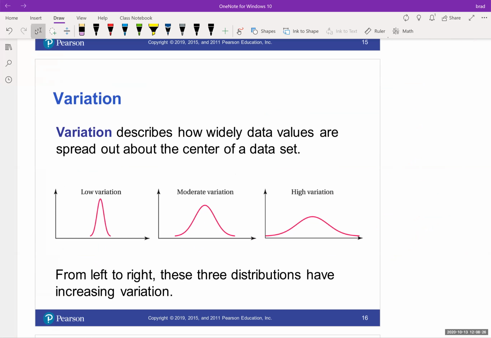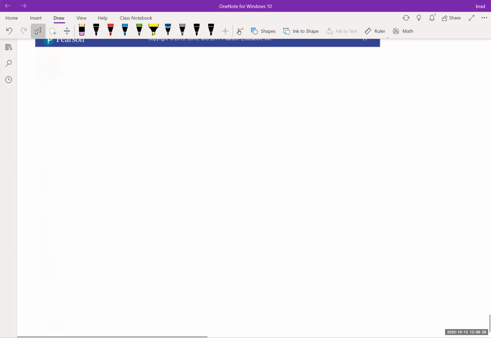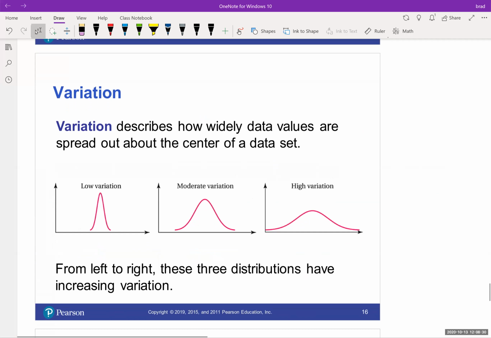So variation describes how widely data values are spread out about the center of the data. So we have low variation, moderate variation, and high variation. When the data is spread out like this, you see how it's kind of flattened. That means that a lot of the data is pretty spread. There's a lot of variation in it. There's a lot of values that cover a big area. This is kind of what we're used to seeing when it's normal, moderate, okay?